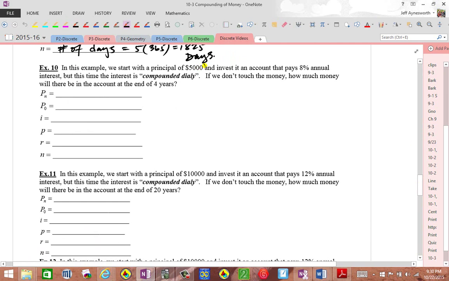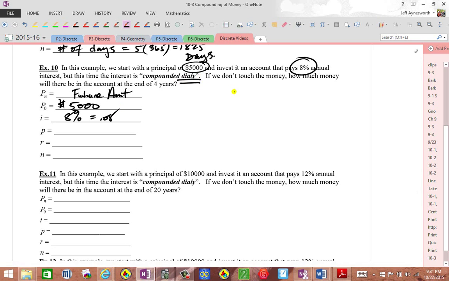Now in this situation, we start off with $5,000. We have an 8% interest rate, which is 0.08. We're going to compound it daily. I'm not the greatest typist in the world. I'm a better mathematician. If we don't touch the money, how much money do we have after 4 years?